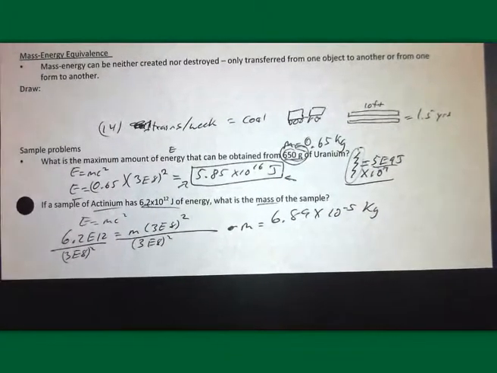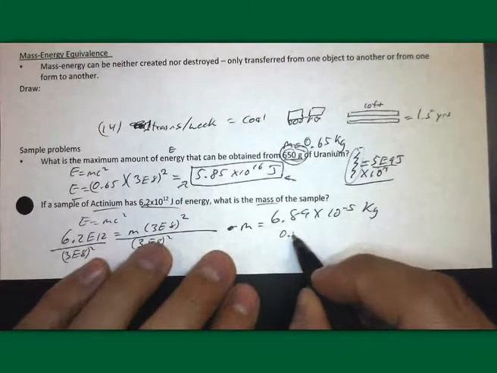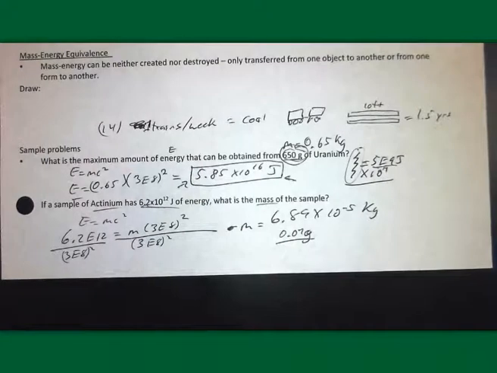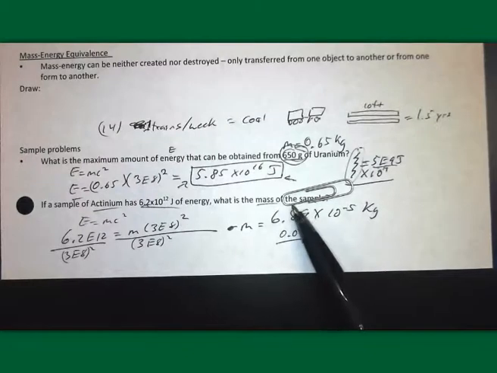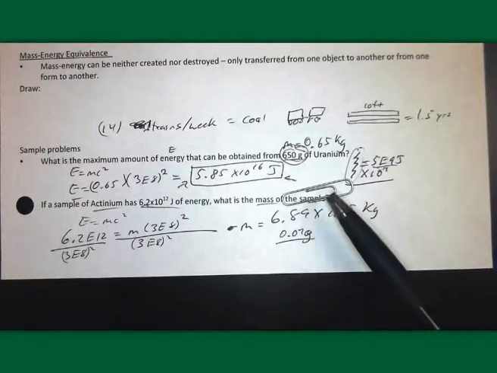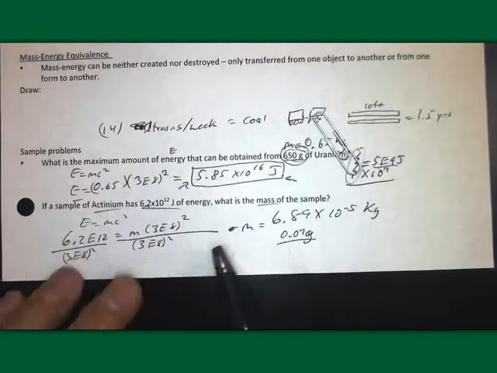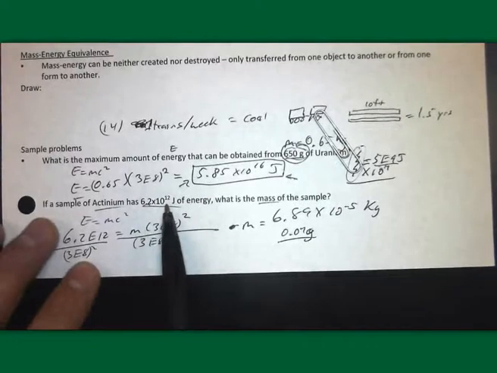Once again, I want you to realize that's a small number, right? We can convert this to grams, and you get 0.07 grams. I don't know if you have an idea about how small 0.07 grams is or not. Got a paper clip right here. 0.07 grams is about 1/14 of this. From that much mass, much less than a paper clip, 6.2 times 10 to the 12th joules of energy.